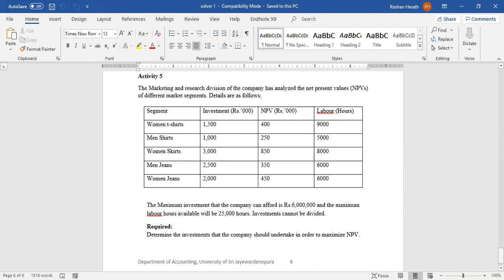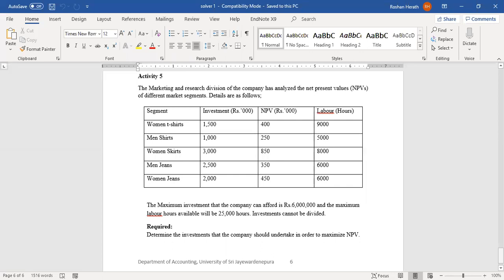The marketing and research division of the company has analyzed the net present values of different market segments. You are given the details. So you are looking for different kinds of market segments to enter into: women's t-shirts, men's shirts, women's skirts, likewise. You are also given the required investment and the corresponding NPVs. Once you appraise that particular project, what was the NPV? And the labor required for each of these segments is also identified.